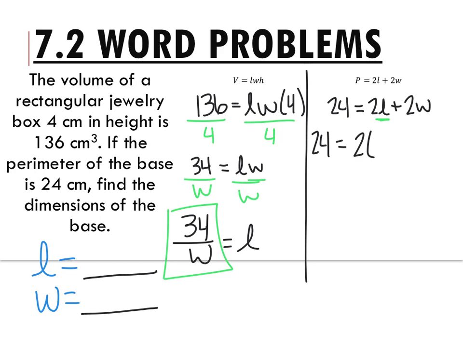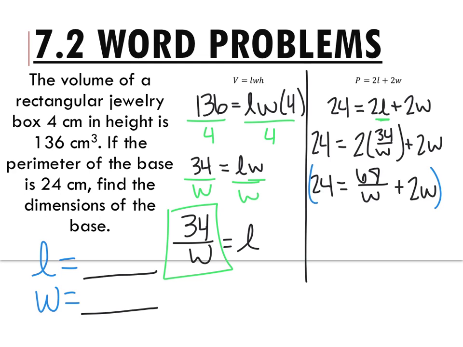So we have 2, instead of L, we have 34 over W plus my 2W. If I go ahead and multiply those things together, I get 68 over W plus 2W. We're really close to actually being able to do something. However, right now this whole thing's being divided by W, which is 0% helpful to our life and times. So if I multiply everything by W, something magical happens. We end up with 24W over here. These W's, that W cancels, which just gives me a nice 68. And we have plus W squared.